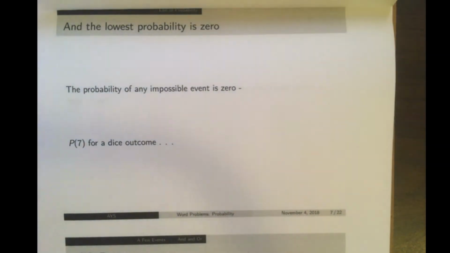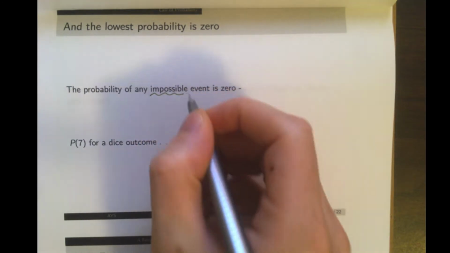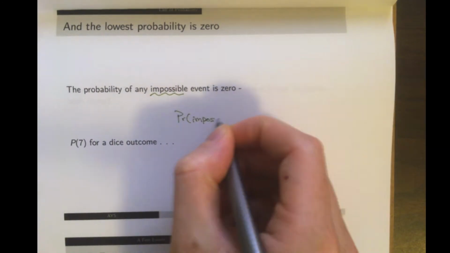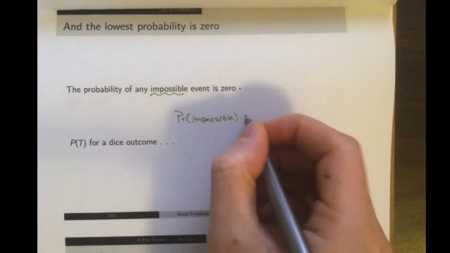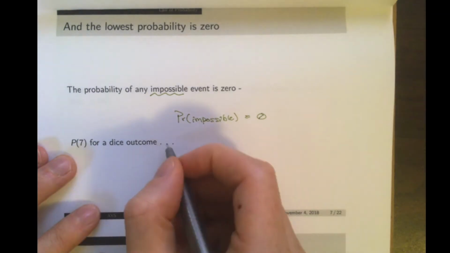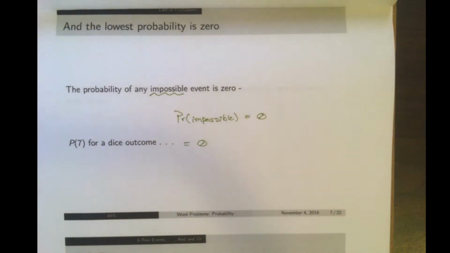So if an event is impossible, then we say that the probability of an impossible event is equal to 0. So the probability that a dice comes out at 7 would be 0. 7 is not on a typical dice. It's 1 through 6. So not too bad.